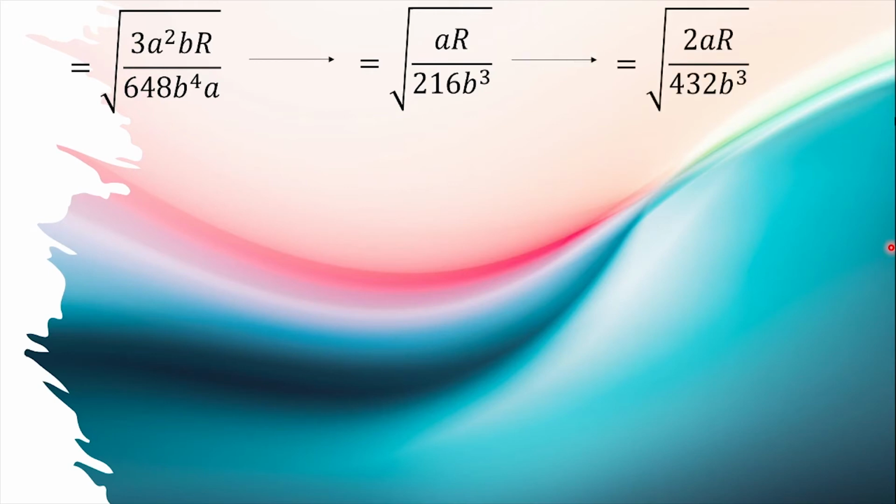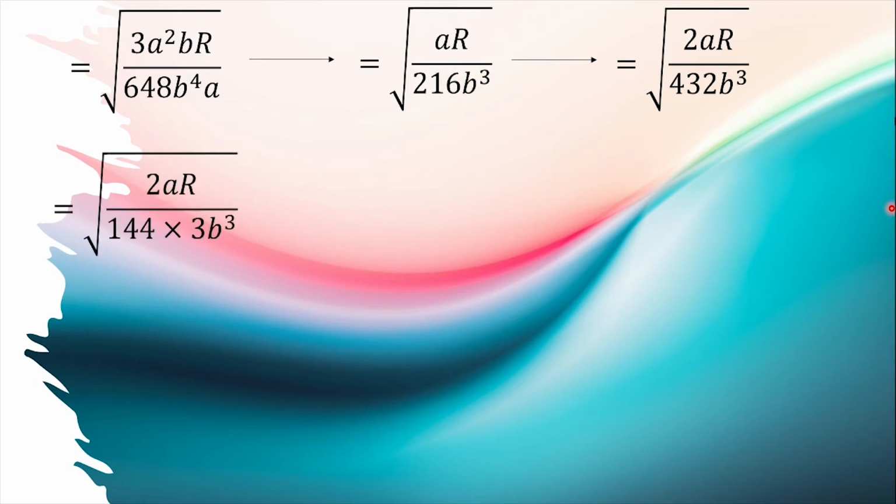Next up is that we multiply the numerator and the denominator by 2. Afterwards, that 432 gives the expression of 144 times 3.